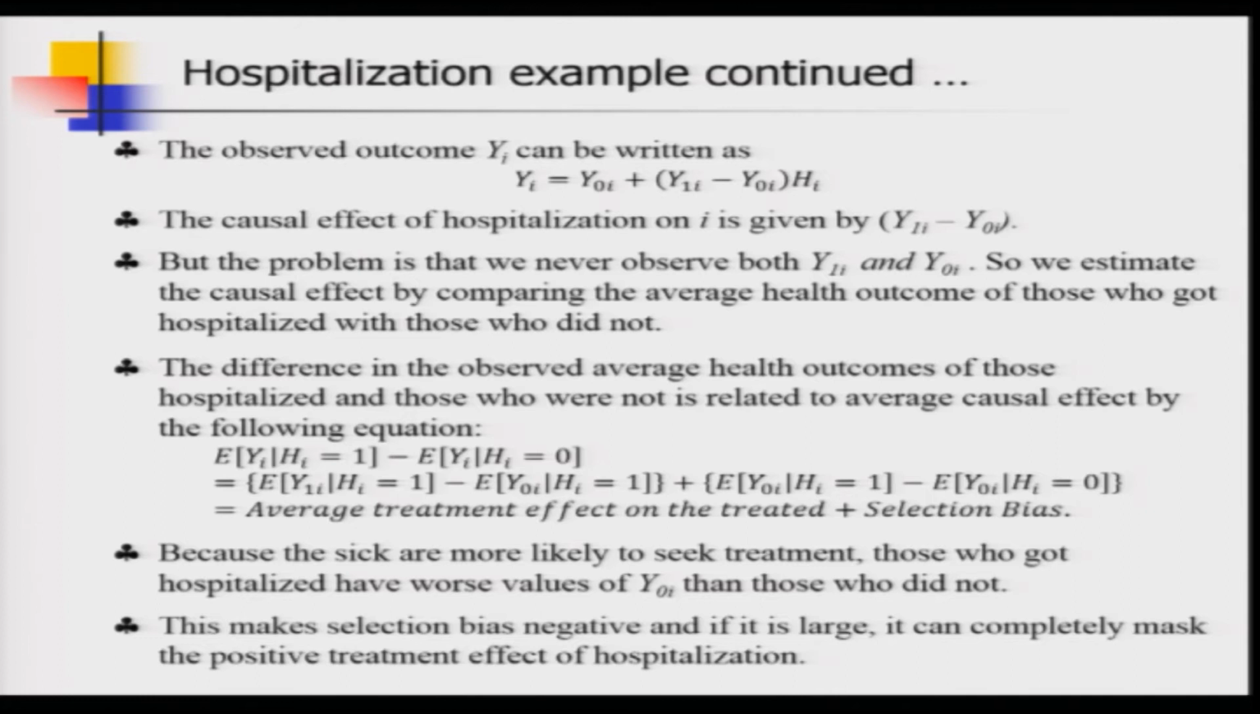So, we estimate the causal effect by comparing the average health outcome of those who got hospitalized with those who did not. Here the difference in the observed average health outcomes of those who were hospitalized and those who were not hospitalized is related to the average causal effect by the following equation. I am showing you this equation. You see I am taking the difference between two conditional means to calculate my causal effect.